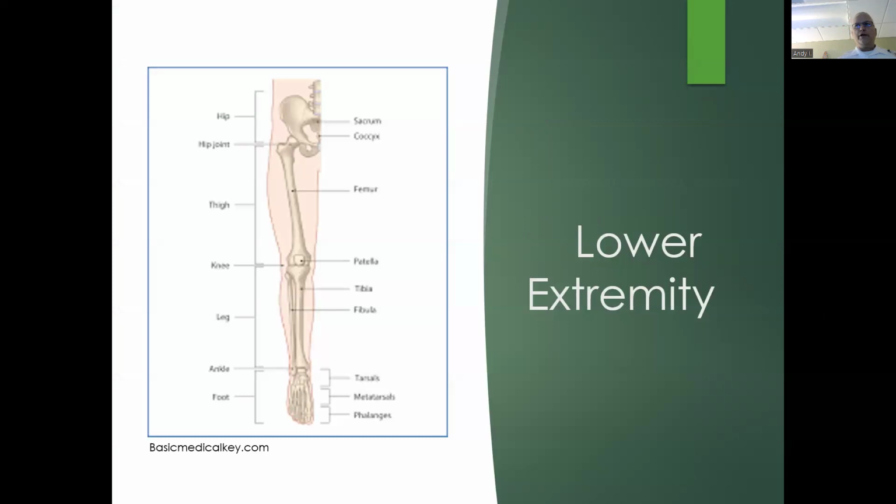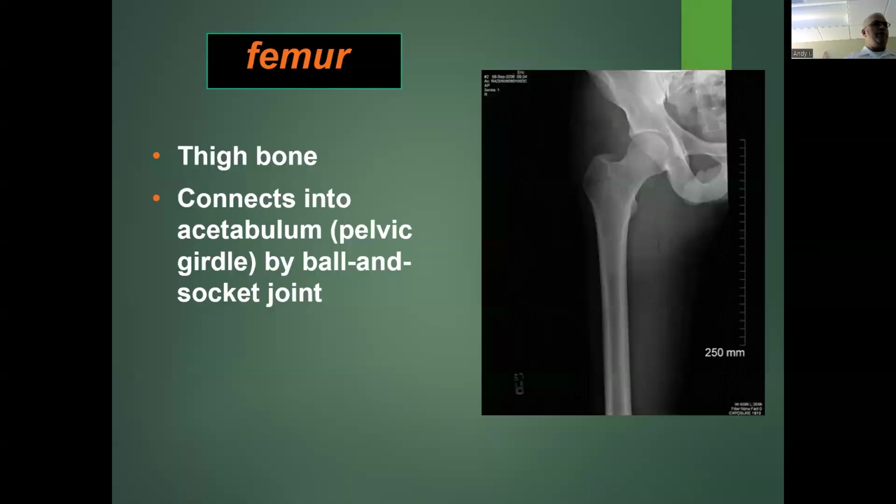All right, in the lower extremity, what do we have? We have the femur. That's the thigh bone. This connects to the acetabulum and the pelvic girdle, and that's by a ball and socket joint. So remember, a ball and socket joint is one of those joints where we have 360-degree movement, so multiple planes of movement, because it's rolling in that socket.